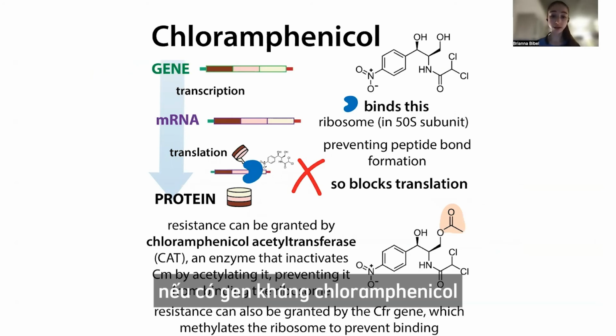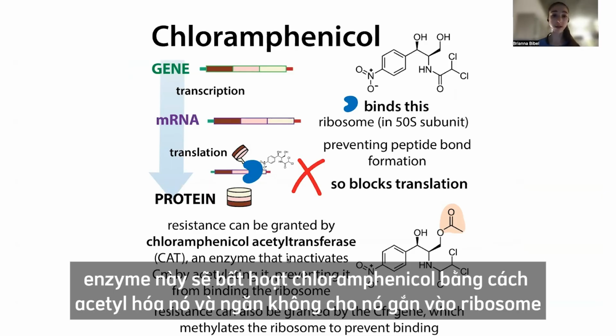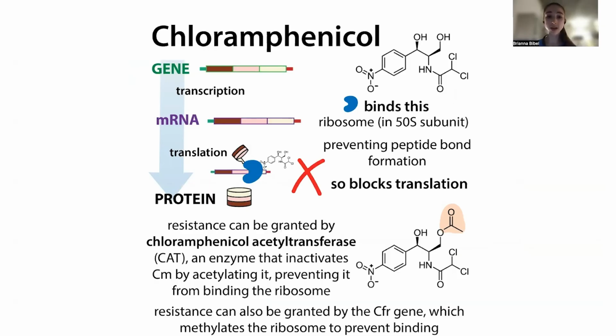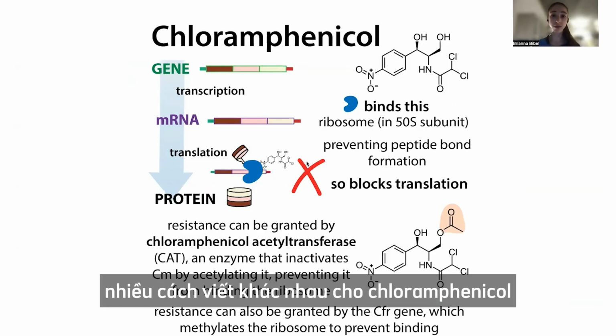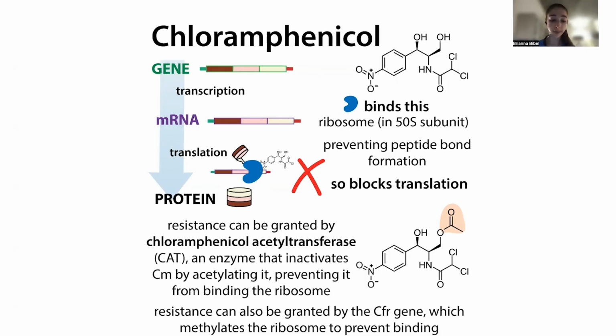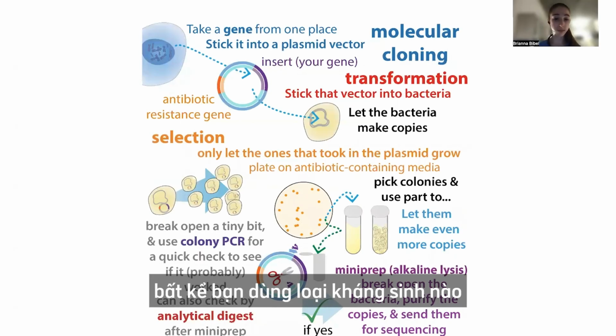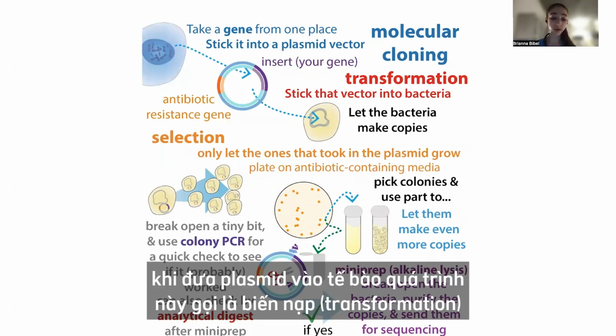And so if they have a chloramphenicol resistance gene, commonly it says chloramphenicol acetyltransferase, or CAT, this is going to inactivate chloramphenicol by acetylating it and preventing it from binding the ribosome. Note too that you'll see a lot of different abbreviations for chloramphenicol. You might see CHL, you might see CM, you might see CAM, CHLO, or various things like that, but those are standing for chloramphenicol.